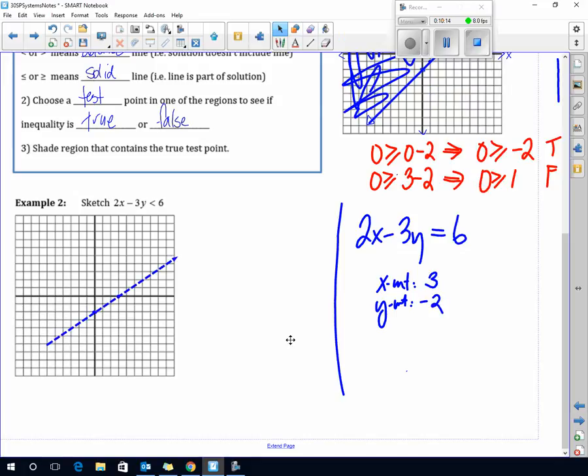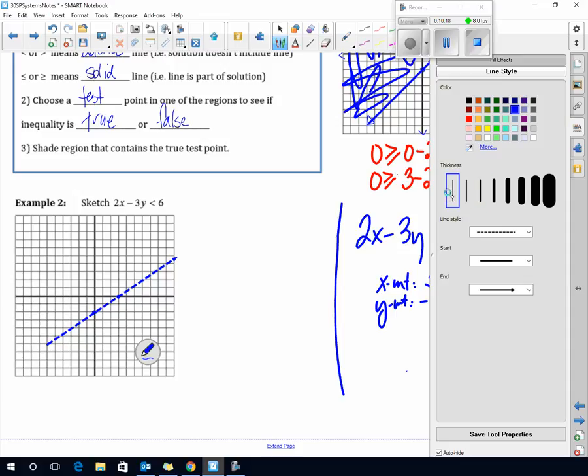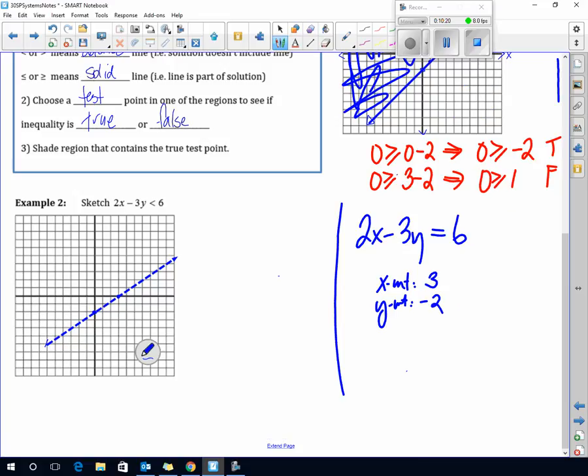Okay, so now the next step is getting a test point. So again, if it doesn't go through 0, 0, 0, 0 is the easiest test point to ever test. So we're going to test 0, 0. So we're going to sub 0 in for x and 0 in for y. And what's nice about 0? Wipes it away, right? So we get 0 is less than 6. Is that true? That is true.